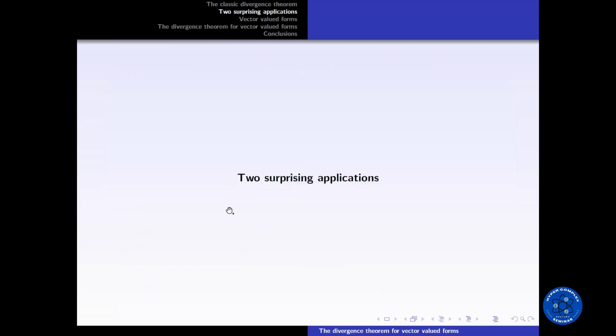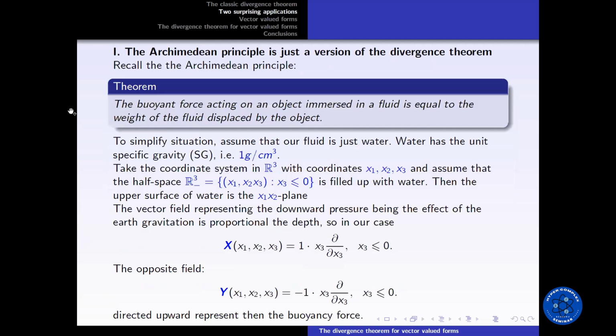I would like to present two surprising applications of the theorem. First of all, if you remember the Archimedean principle about buoyant force acting on an object in a fluid, I will prove here that this very important physical principle, which is a long time old because it was discovered more than 2,000 years ago, says the buoyant force acting on an object immersed in fluid is equal to the weight of fluid displaced by the object.